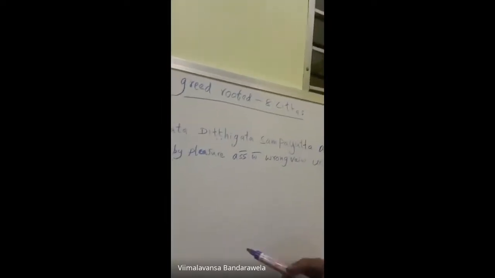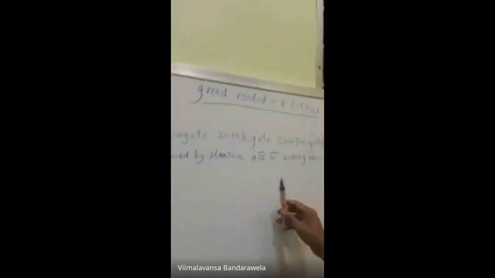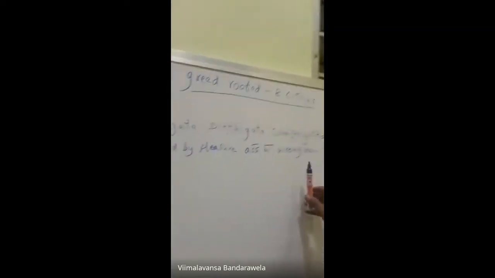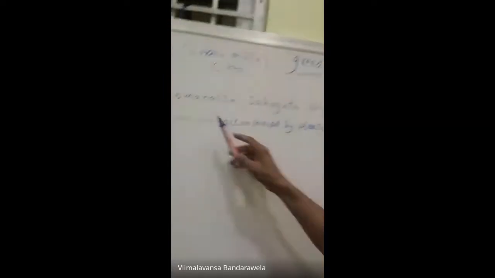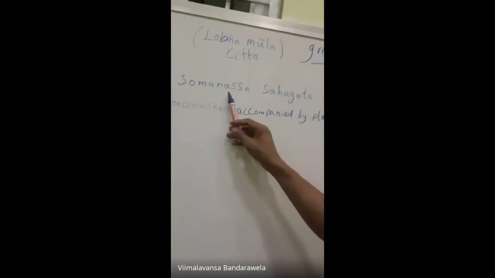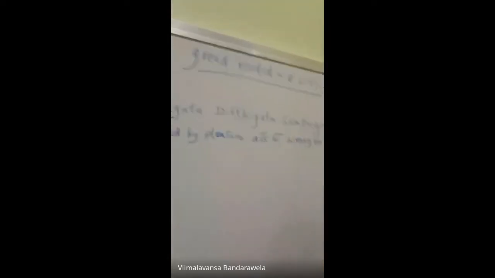Now you need a book, right? Everybody needs a book, because these are, at the beginning, sometimes very difficult for the learner. It is not that difficult. Anyway, then the first consciousness: somanasa sahagata ditthigata sampayutta asankarika chitta, right?